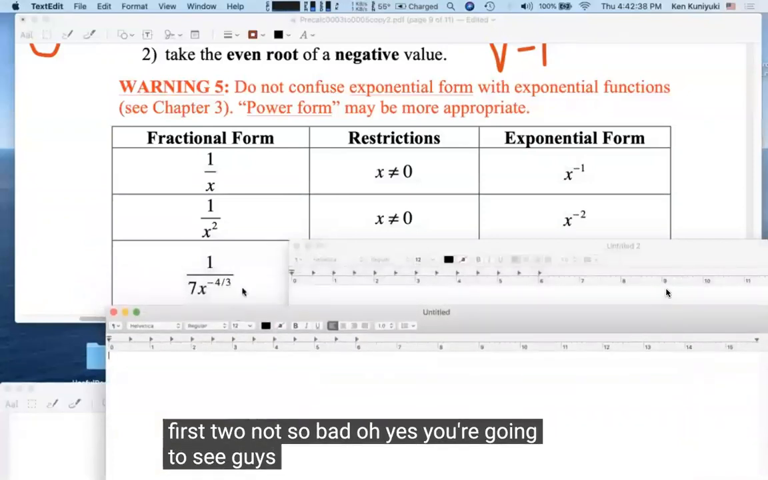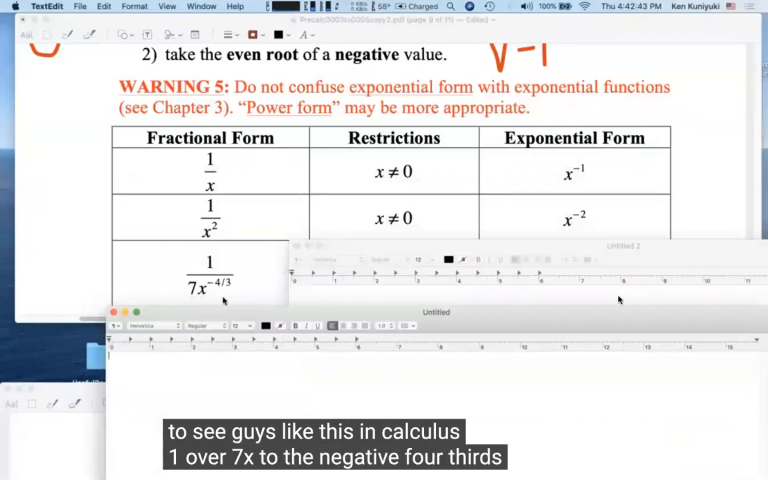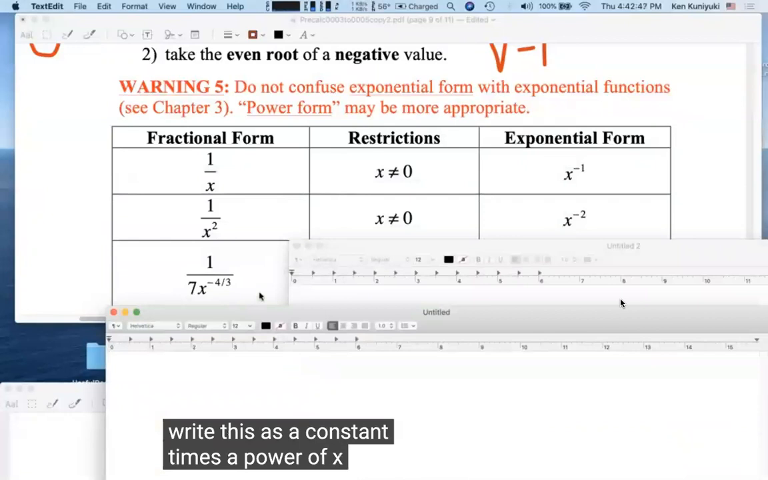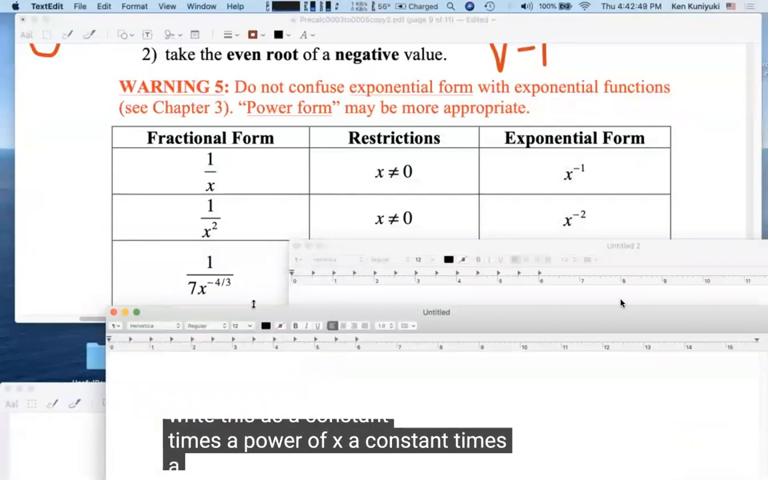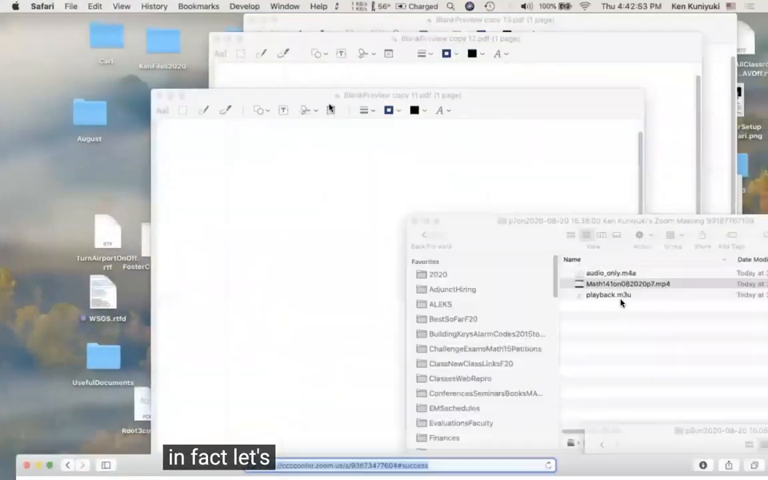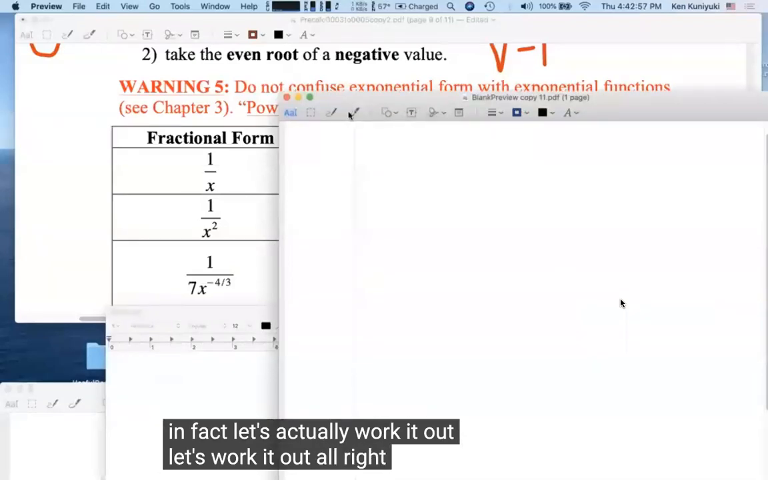Oh yes, you're going to see guys like this in calculus. 1 over 7x to the negative 4/3. Write this as a constant times a power of x. A constant times a power of x. In fact, let's actually work it out.